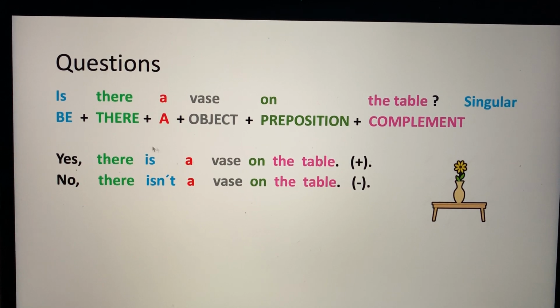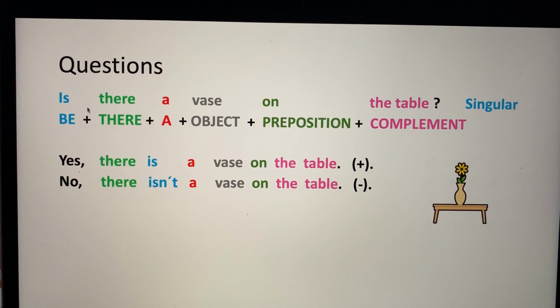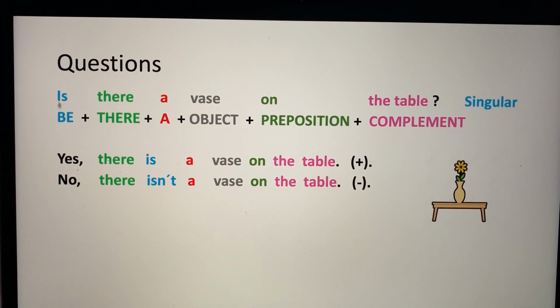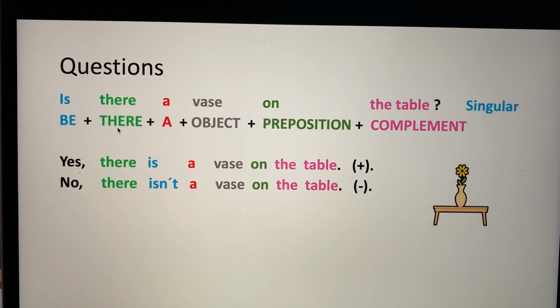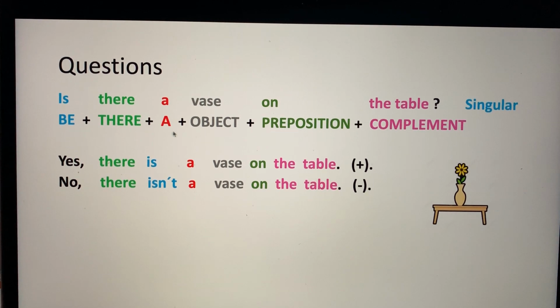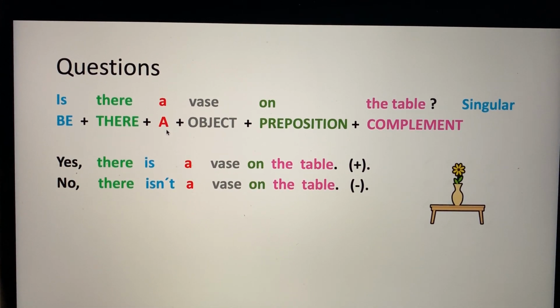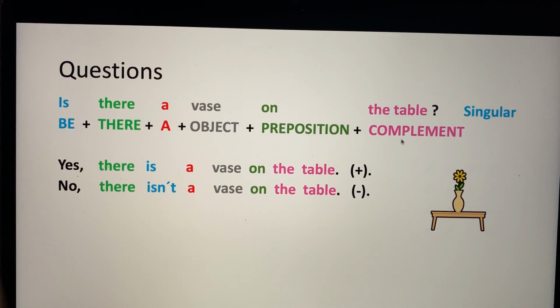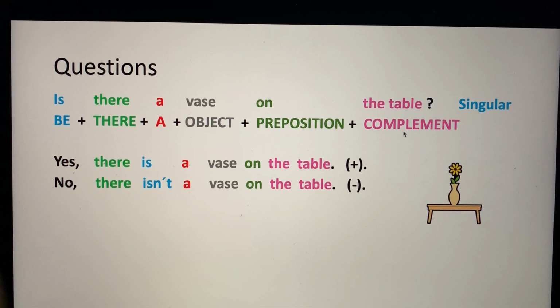For the question, as you can see, we use the verb to be, the verb to be at the beginning of the question. The rest there, plus the article a because it's singular, the object, the preposition, and the complement.